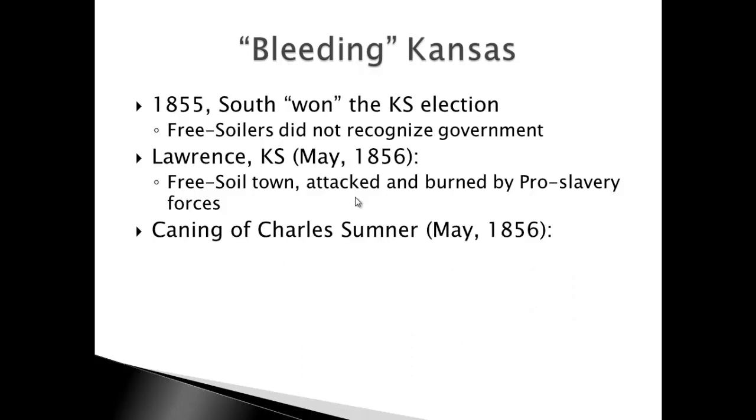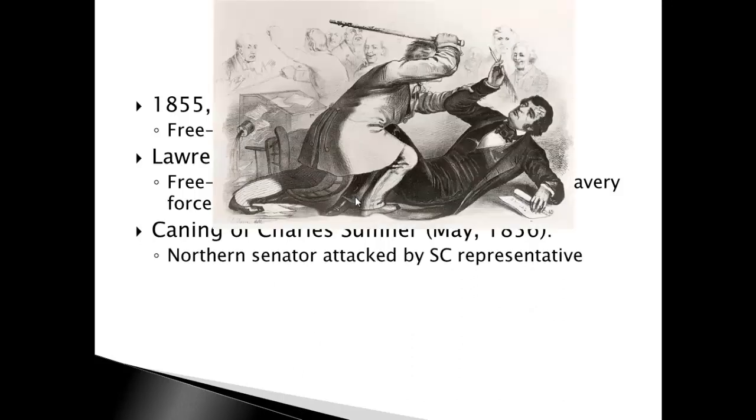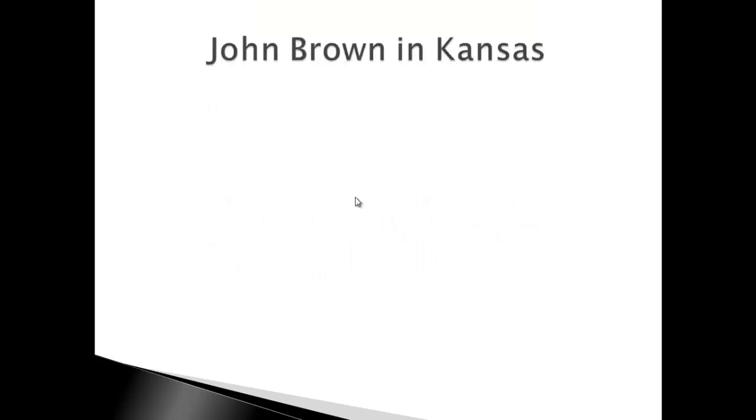A couple days after that, in Congress, a senator by the name of Charles Sumner is caned by a member of the House of Representatives from South Carolina, Preston Brooks. He attacks him brutally with a cane, actually breaks the top of his cane off, and Charles Sumner has to go to Europe and get a lot of medical treatment over there. He's really never the same afterwards. This was within days of the attack on Lawrence.